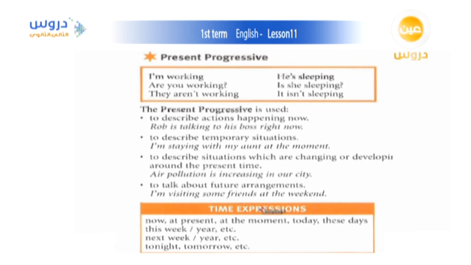Now let's see the time expressions. Always, when you see at the end of the sentence now, or at present, or at the moment, or today, or these days, this week, this year, this month, etc., this means, oh, this is present progressive. Or we can see next week, next year, next month, sometimes. Oh, this could also be present progressive. Tonight, tomorrow, something like this. Also, this could be present progressive.